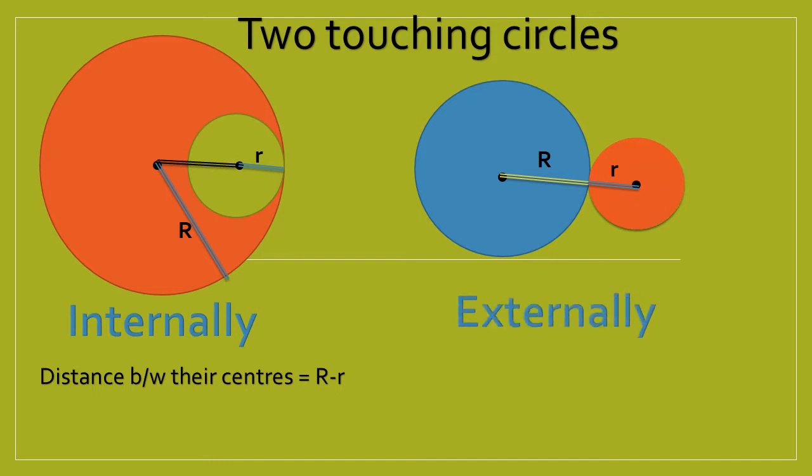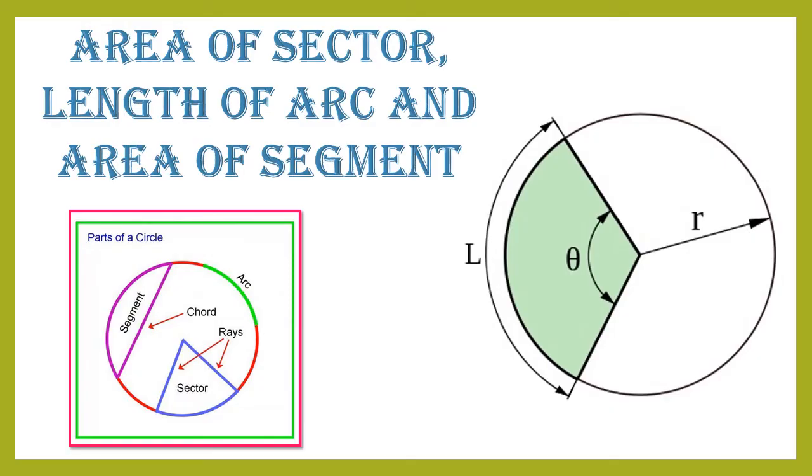Now second case, when they touch externally. So here clearly visible, if we want to find the distance between their centers, it is capital R, means radius of bigger circle, plus radius of smaller circle. So I hope this is clear to you. Next we will discuss how to calculate area of sector, major or minor sector, length of minor and major arc, and the area of segment, again major and minor. So let's continue with the formulas and few definitions.